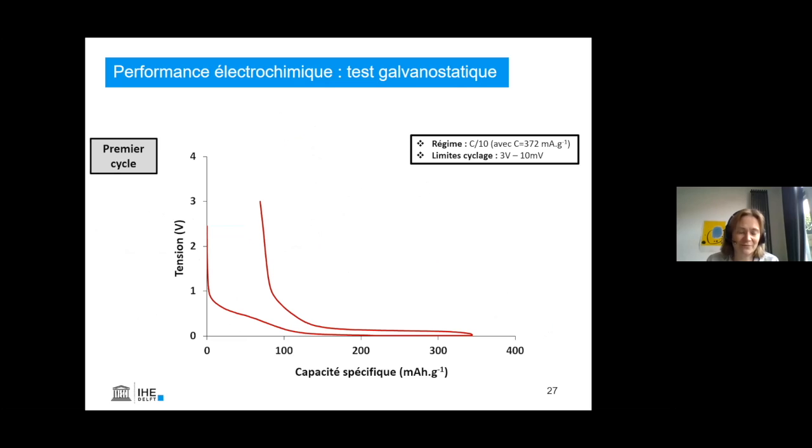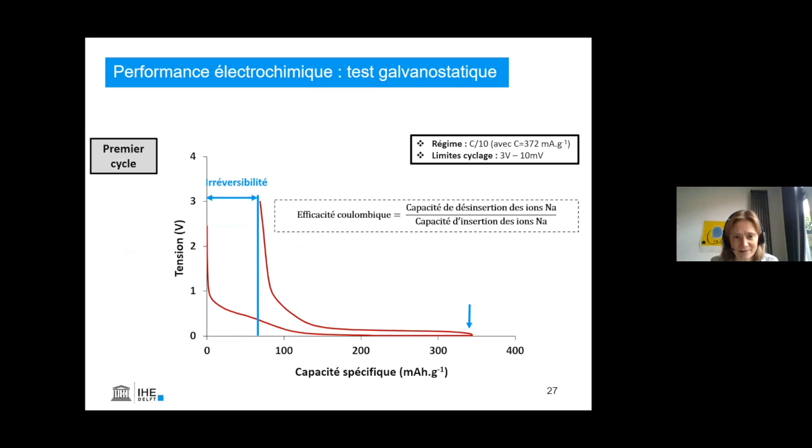We test it with a galvanostatic test. Once again, not going to go into the details of what a galvanostatic test is, but I will just explain that we discharge and charge the button cell with a constant current, and there are two key parameters to be monitored to see if it works well or not. The first are what you can see with the arrow, the blue arrow on the right. It is a specific capacity in milliamps per gram. We want to maximize this, make it as high as possible.